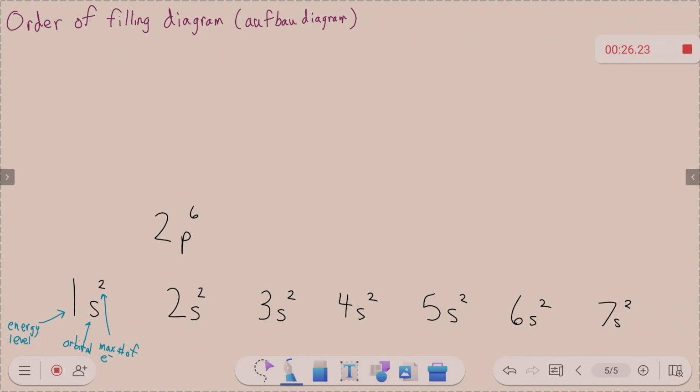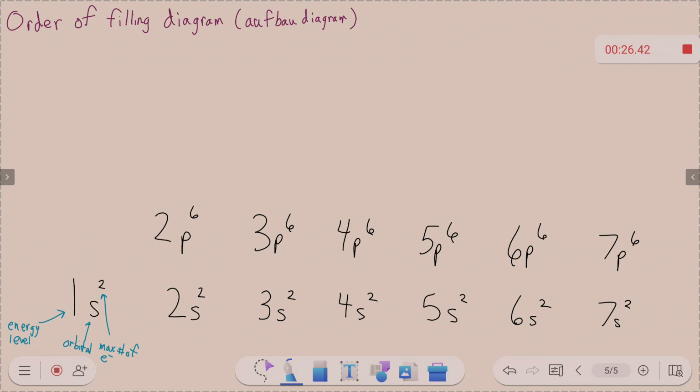So we have 2p6, 3p6, 4p6, 5p6, 6p6, and 7p6.